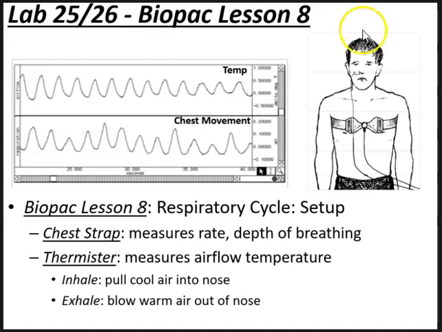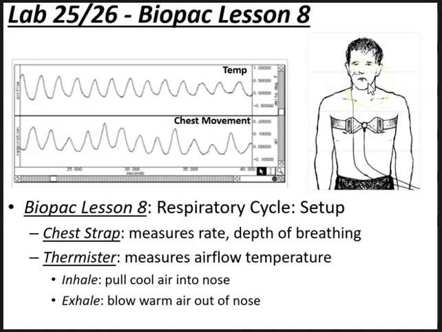So this is the setup for the Biopac part of the lab. We have a chest strap that is placed around the volunteer's chest. It's made of rubber that will move with chest movement. And then we place with the nose what's called a thermistor. A thermistor is a probe that will measure temperature.